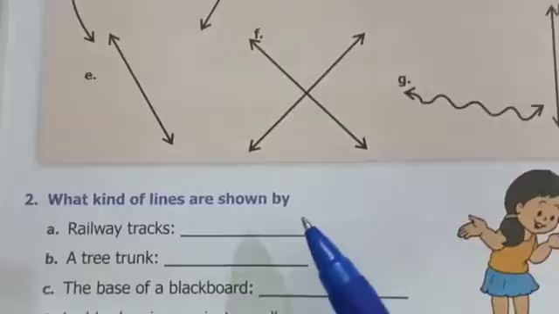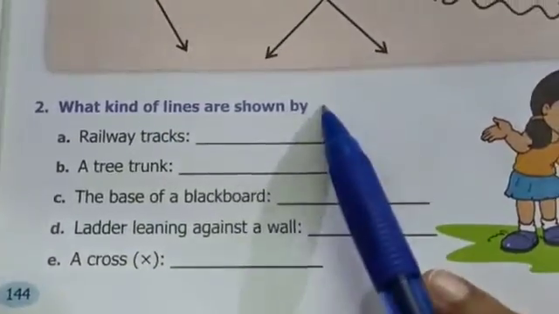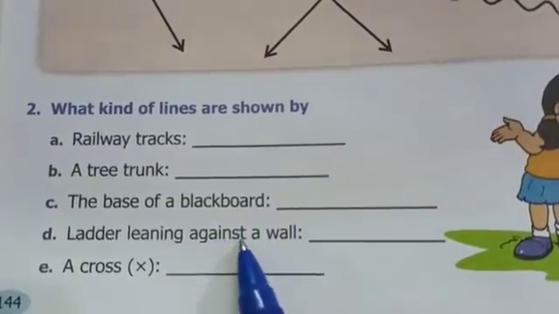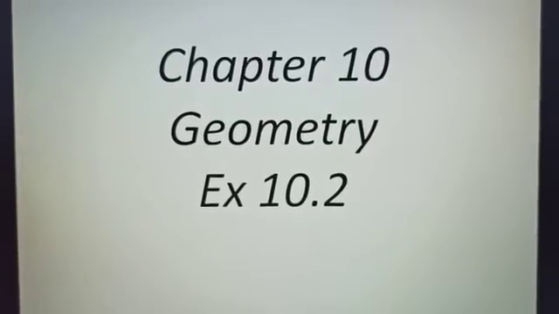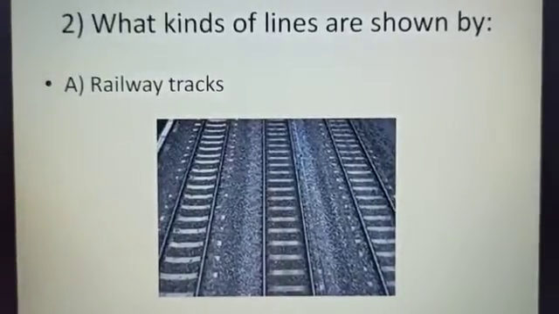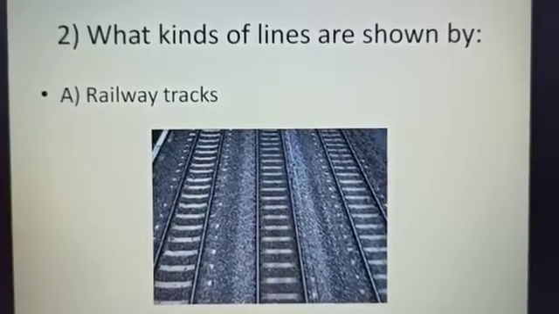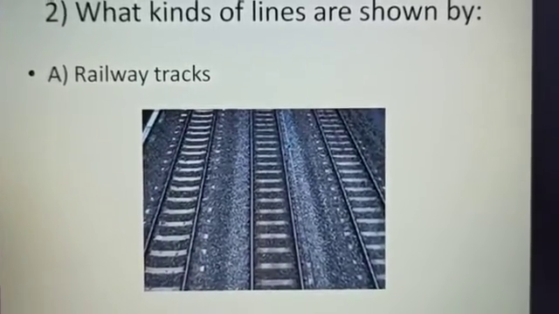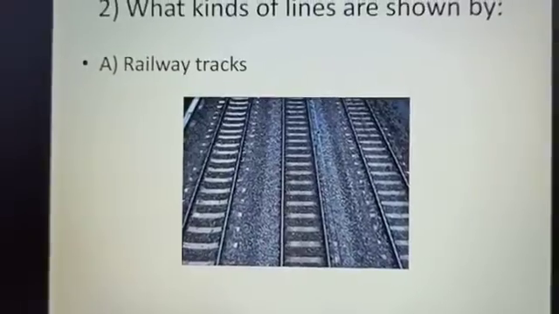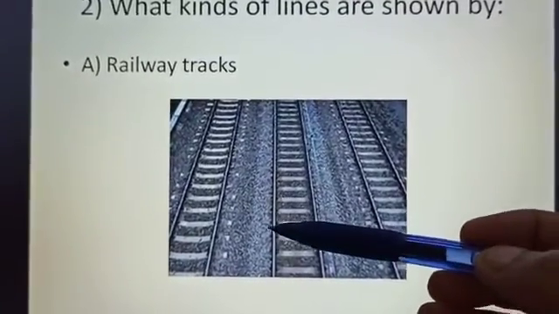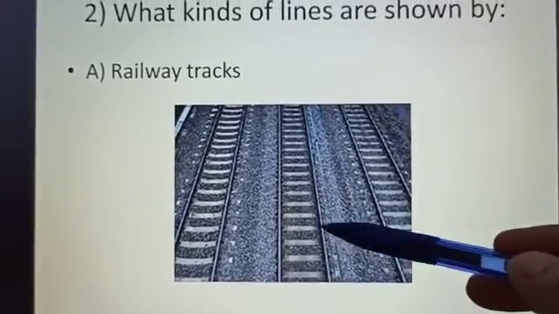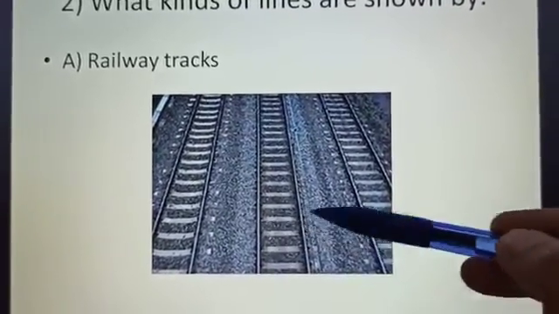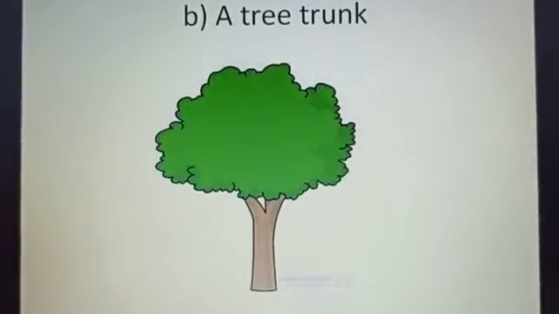Now question number 2. What kind of lines are shown by a railway track, a tree trunk, the base of a blackboard, a ladder leaning against a wall and a cross? I will show you. Now see here beta, chapter 2 geometry, exercise 10.2, question number 2. What kinds of lines are shown by a railway track? Clearly they are parallel. One here, this line and this line. They never meet at any point. So parallel lines.